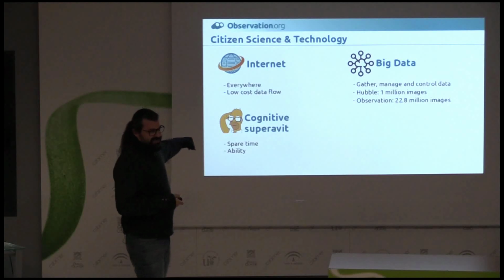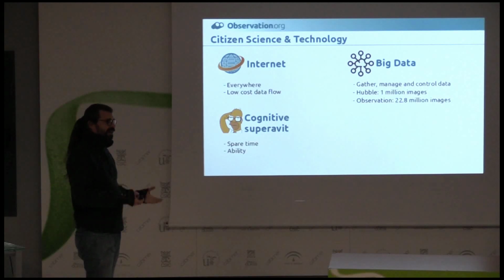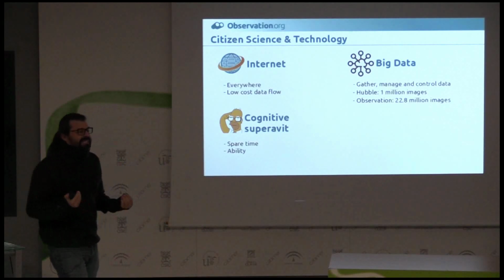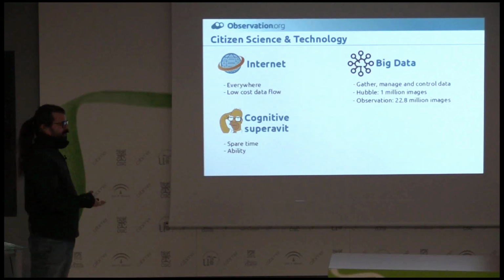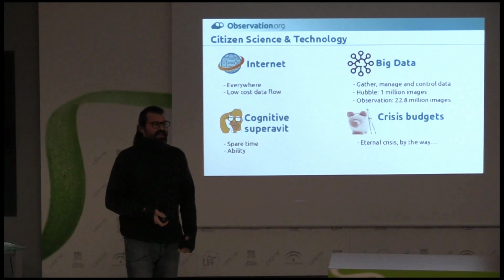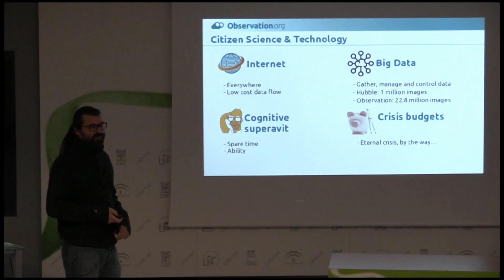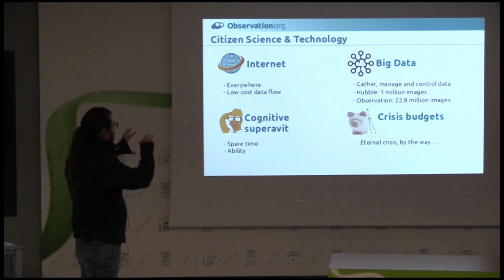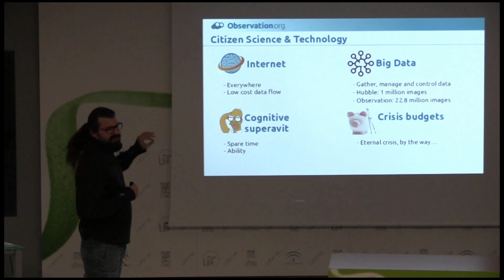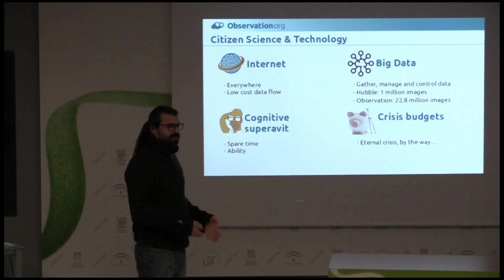But another aspect that is very important to the evolution of citizen science is that we have a cognitive superpower. We have time, spare time, free time, and we have abilities that we can use during our spare time. And of course, we have crisis budgets, and this is an eternal crisis. So with this combination, we have to find a solution to citizen science, and technology has come to connect the dots and create a very good solution for not the future, but the nowadays citizen science.